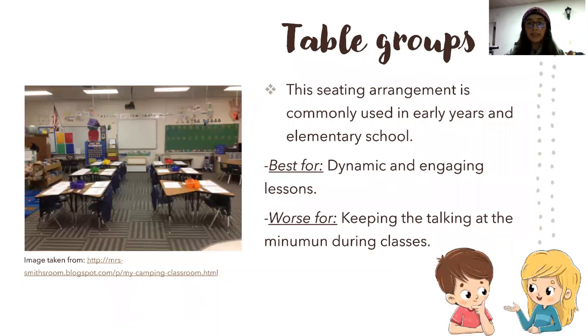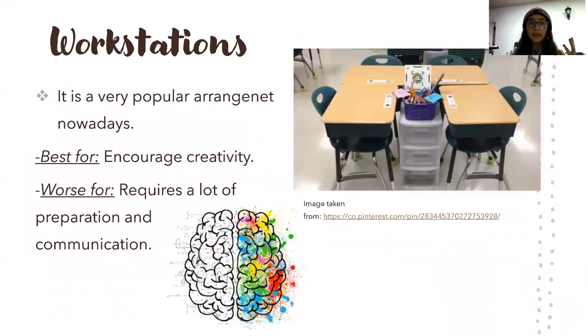Then the next one is table groups. As you can see in the image, that is like a children's classroom, because this seating arrangement is commonly used in early years and also in elementary school sometimes. The positive thing of this is that you can do dynamic and engaging lessons. Yes, because they can share together. But the negative part is that as they are together, keeping the talking at the minimum is like impossible here, right?